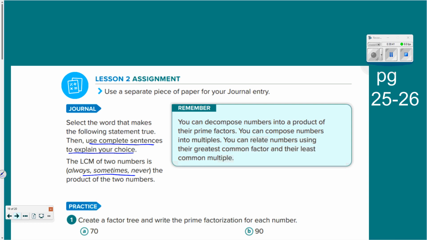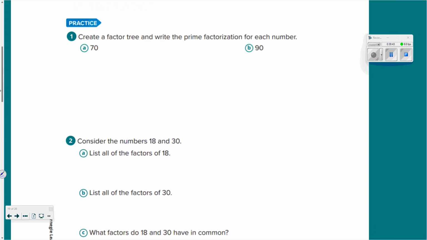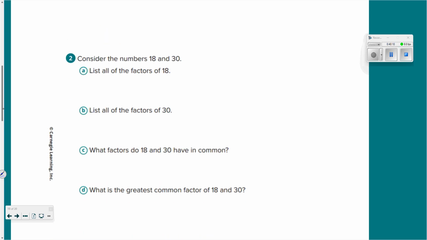Number 2, you have 2 options. You can do part A, list all the factors, what factors they have in common, and what is the greatest common factor. Or you can use the key numbers to find GCF and LCM. So you do all four of those, or you can just give me GCF, LCM. Those directions follow over. Oh, sorry, it's down below.